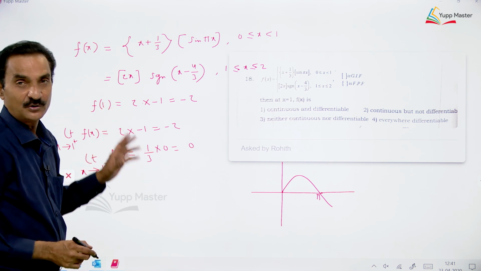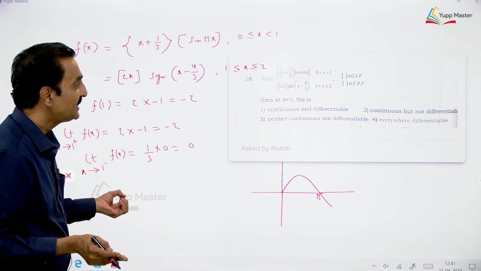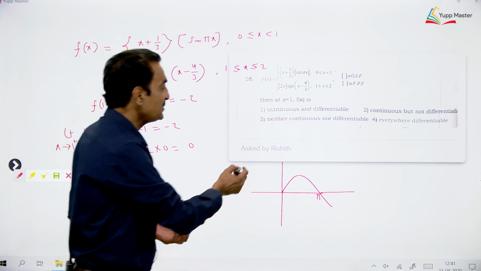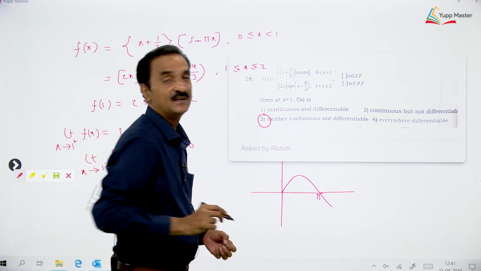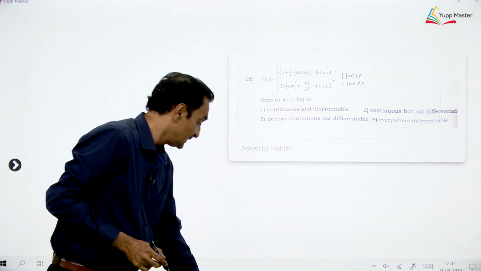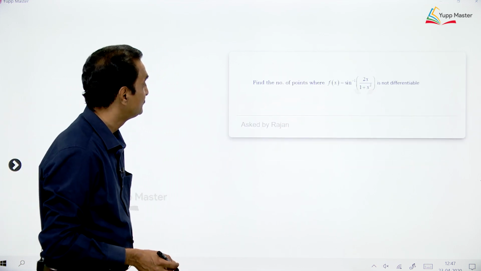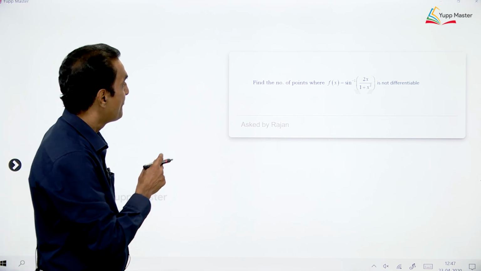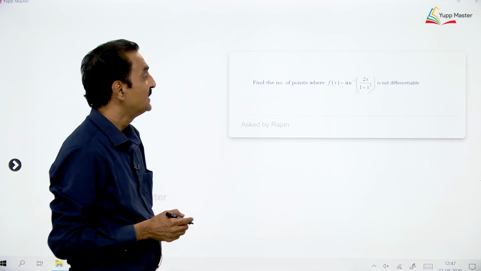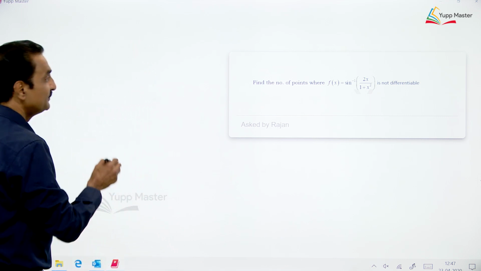So, the right hand limit is not equal to the left hand limit. So, the function is discontinuous, and there is no need to check the differentiability. It is discontinuous, so it is neither continuous nor differentiable. Option 3 is correct, right. Next question. Find the number of points where f of x is equal to sin inverse of 2x by 1 plus x square is not differentiable.